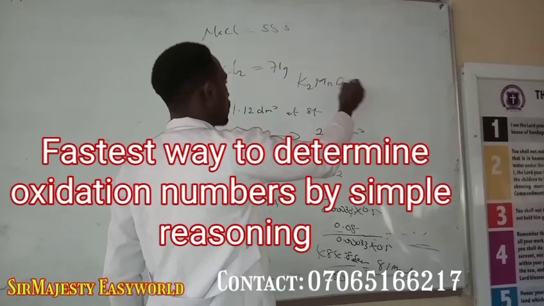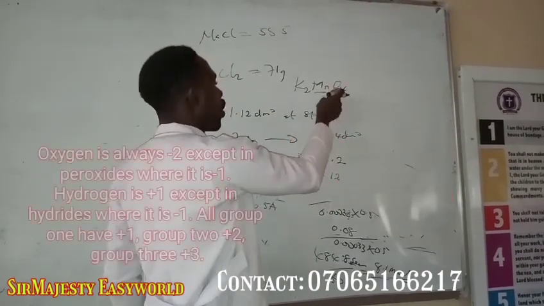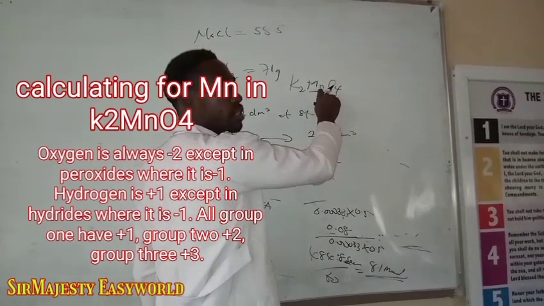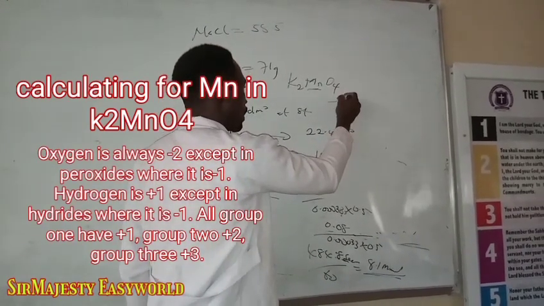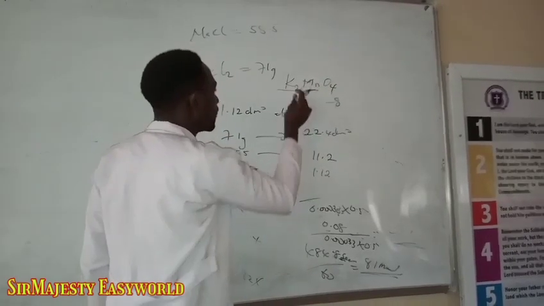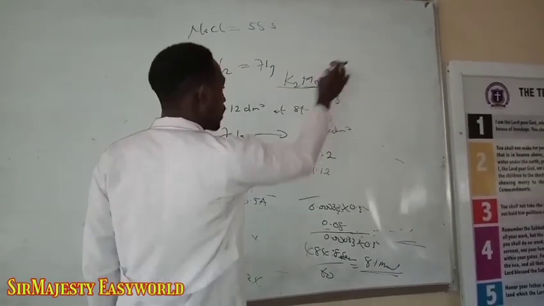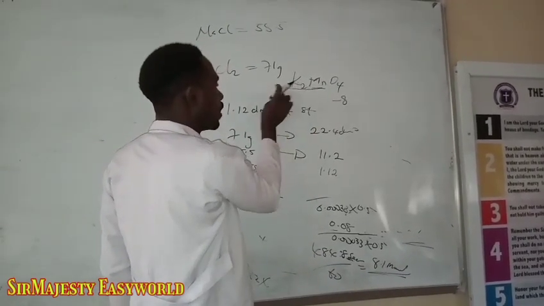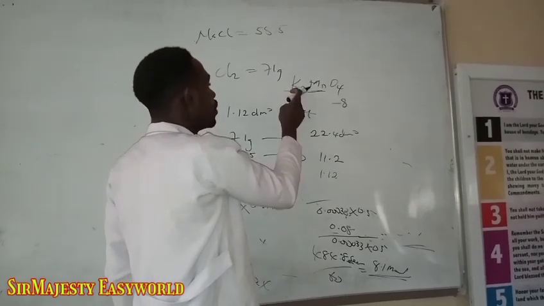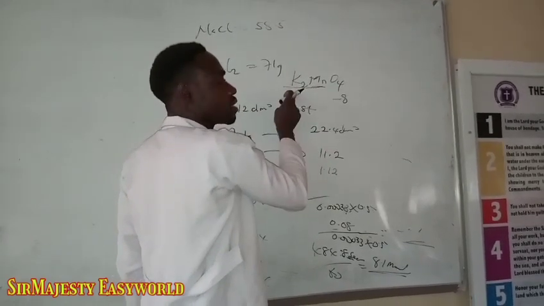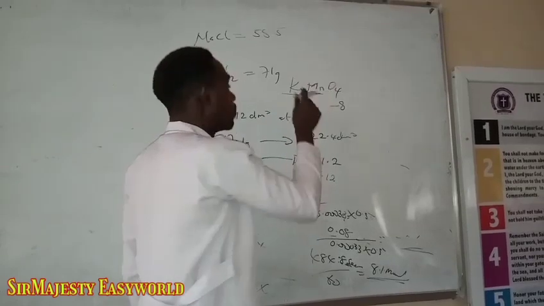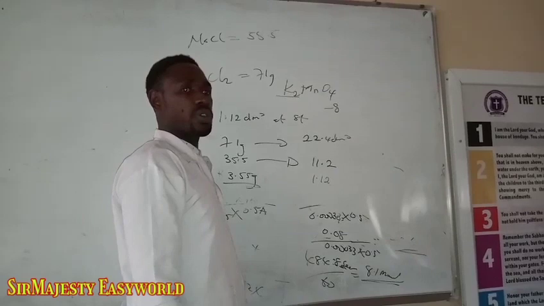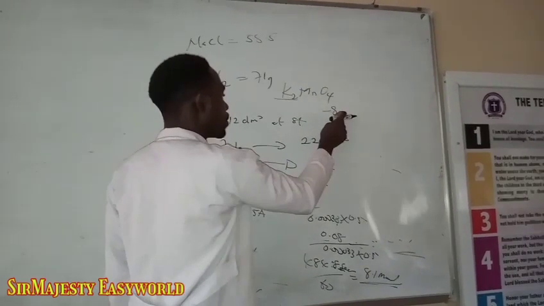Assuming you are asked to find the oxidation number of manganese here, oxygen is -2 always. -2 times 4 is what? -8. Then these 2 must provide plus 8. These 2 behind oxygen must provide plus 8 so that they will be 0. Potassium has provided 2 already because potassium is +1. So how many does it remain now to reach 8? It remains 6. So it means that the oxidation number of manganese here is 6.